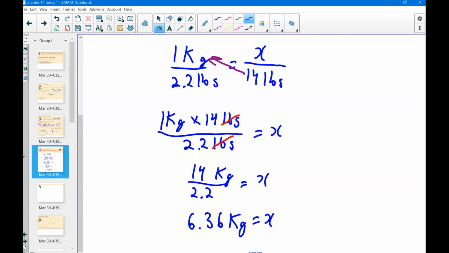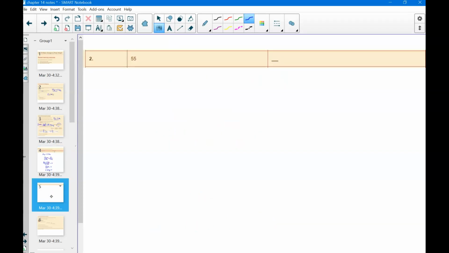Alright, let's try another one. 55. This time we're going to do this one using dimensional analysis. We have 55 pounds. First of all, we have 1 kilogram equal to 2.2 pounds. This also works great when we're buying stuff in the superstore. You can convert kilograms to pounds pretty easily. You just need to multiply or divide by 2 to give you a close estimate. So we have 55 pounds.